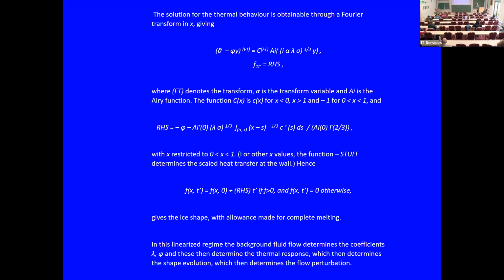Okay. And the hierarchy here is that the basic background flow is determined by the coefficients lambda and phi. Lambda is the wall shear stress and phi is the heat transfer. These then determine the thermal response, which then determines the shape, and then that would determine the perturbation to the flow. So there's interaction between the flow and the temperature and the ice shape.